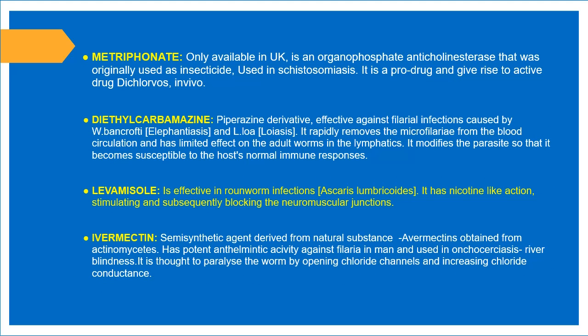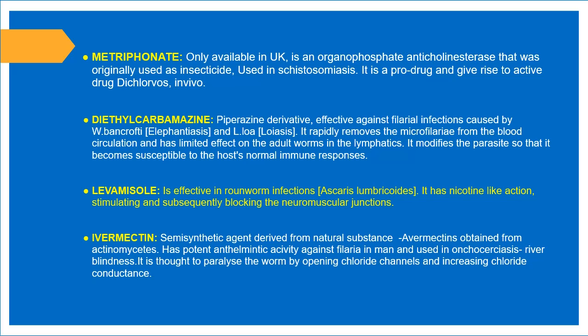So the next drug is metrifonate. This is a drug which is only available in the UK. It is an organophosphate anticholinesterase that was originally used as an insecticide, and it was subsequently found to be very effective against Schistosoma haematobium. Now, this is used for the treatment of schistosomiasis.